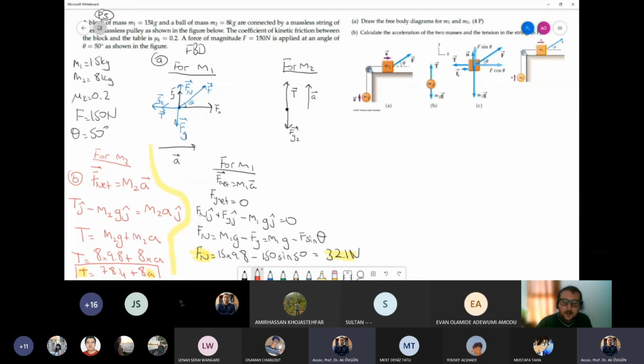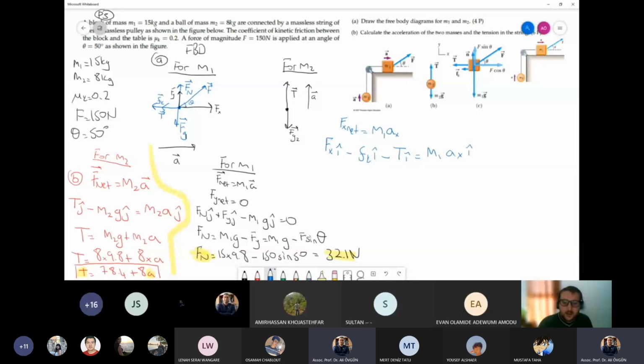After that, let's go to calculate Fx. For Fx, Fx net is equal to not 0, but M1 ax. Why? Because there is motion on the x-axis for M1. Yes. So what happens? What are the forces on the x-axis? Fx i hat minus Fk i hat minus T i hat equal to M1 ax. Also, this is i hat.